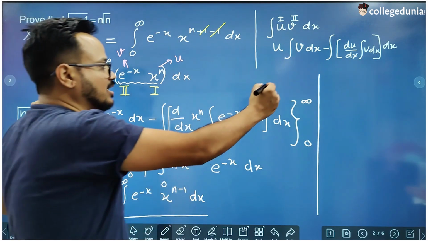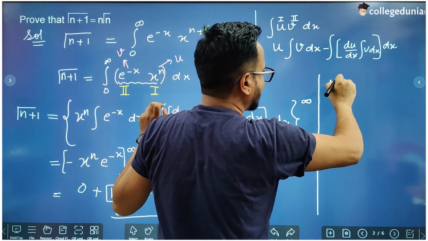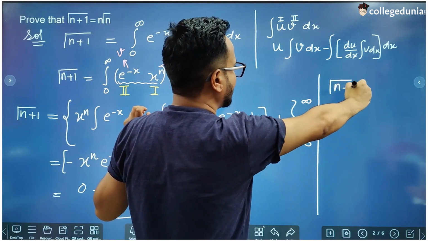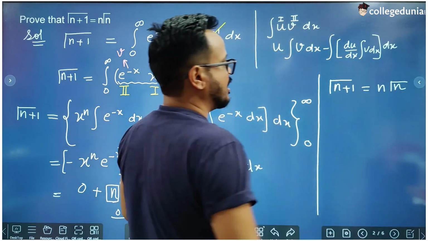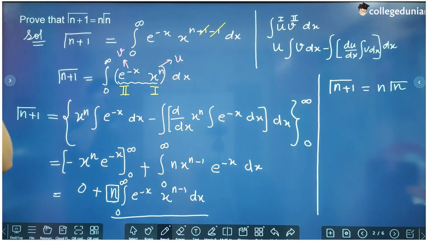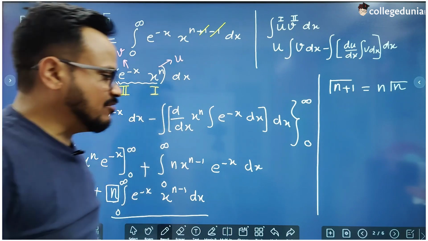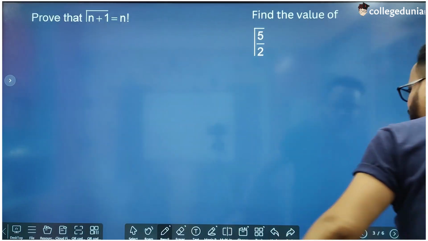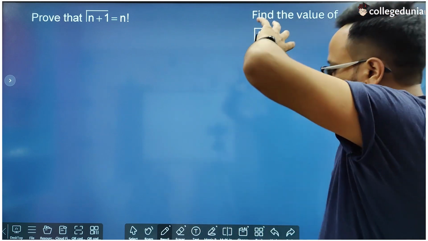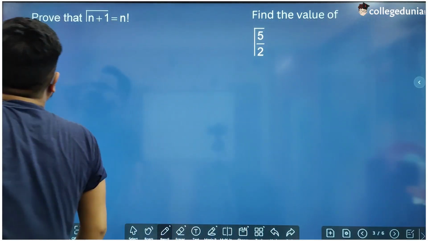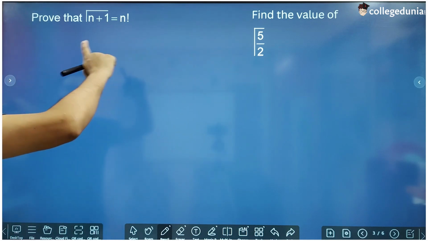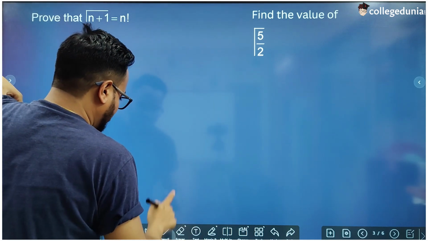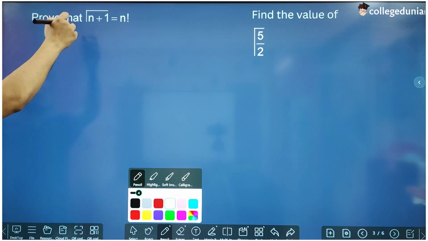So we can say that gamma n plus 1 is nothing but n into gamma n, right? So this is another important property in gamma functions. Using this property, we can find these two values, but to solve that question we need another important property which we will discuss in that question. But let's solve this one first.